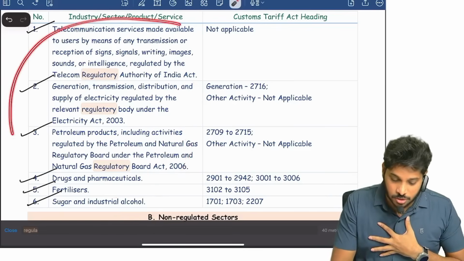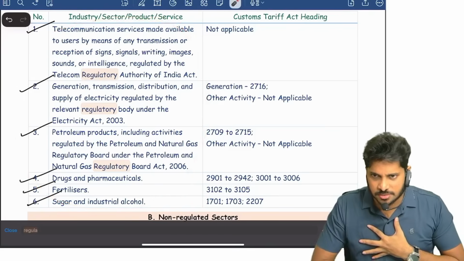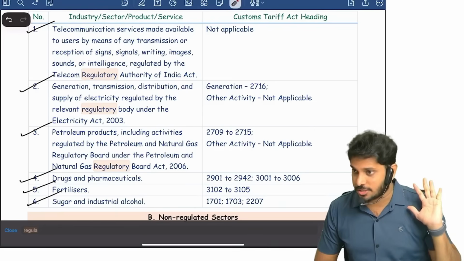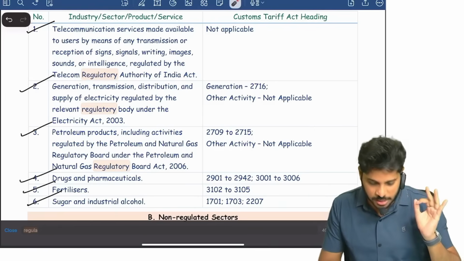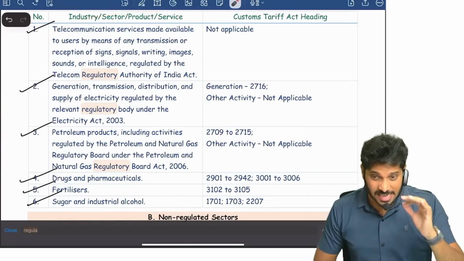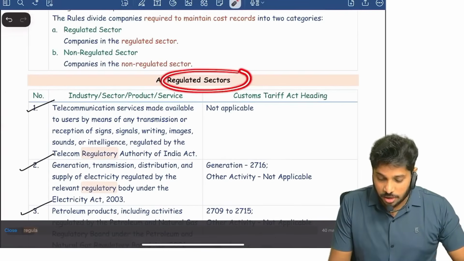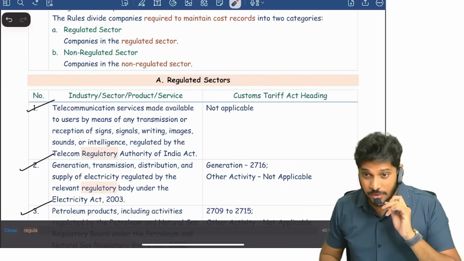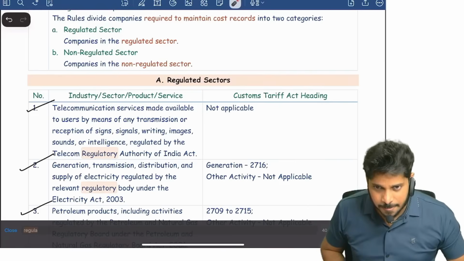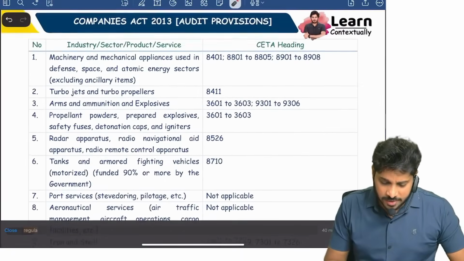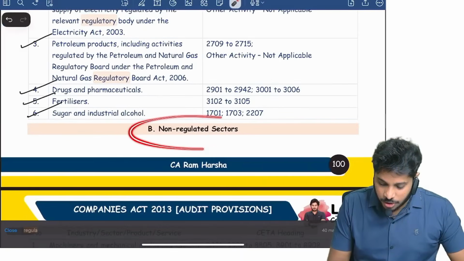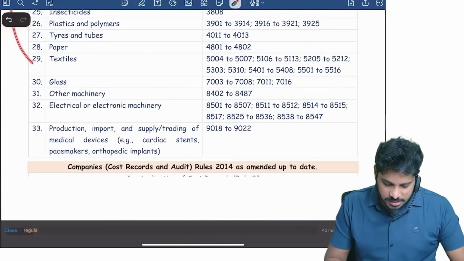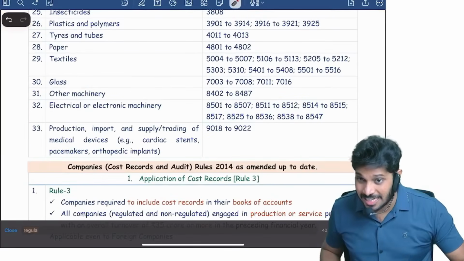And if you see, these are all very essential, the most important essentials in our day-to-day life. Understood? That is why these are all regulated by a separate regulator. And apart from this, there are many other companies which come under the non-regulated sector, approximately 20 plus, 30 plus products.